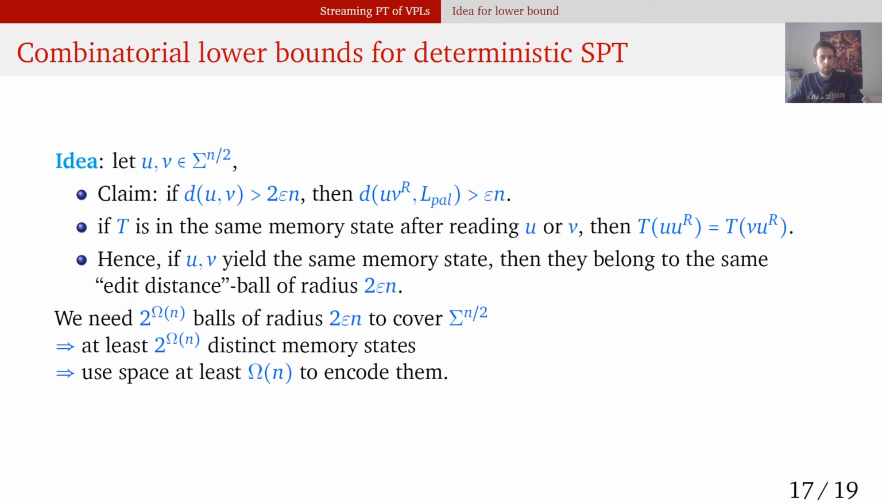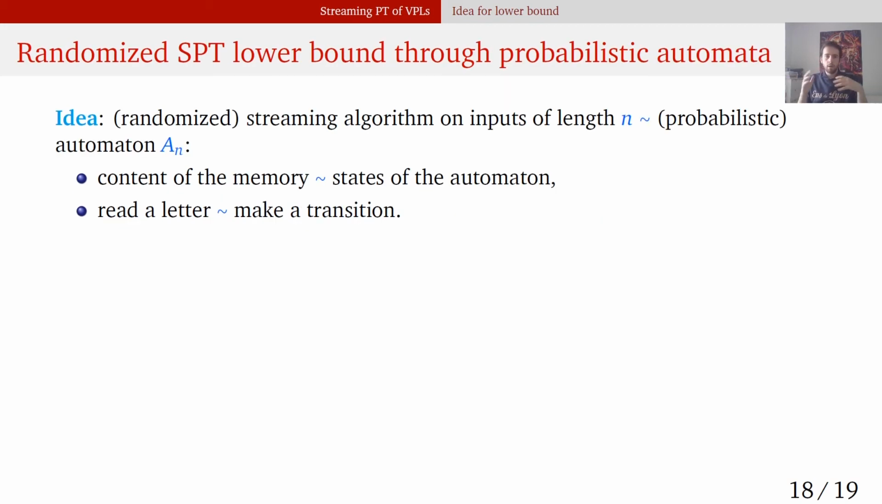randomized Turing property testers, we use probabilistic automata. The idea is the following. We can see a streaming algorithm restricted to inputs of fixed length as an automaton, and when the algorithm is randomized, the automaton is probabilistic. The content of the memory corresponds to the state of the automaton, and when the algorithm reads the data, it changes its memory state, which means that the automaton makes a transition.